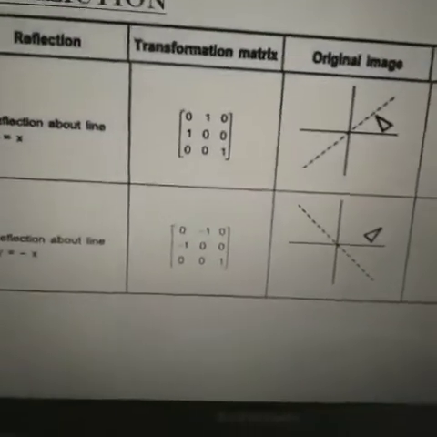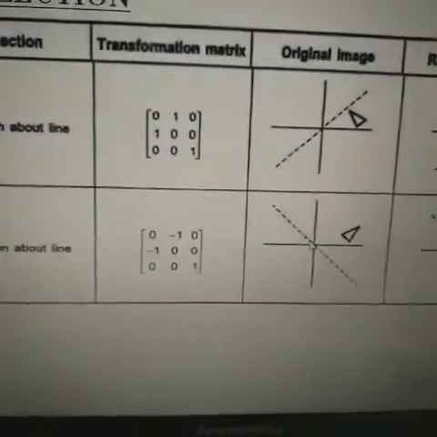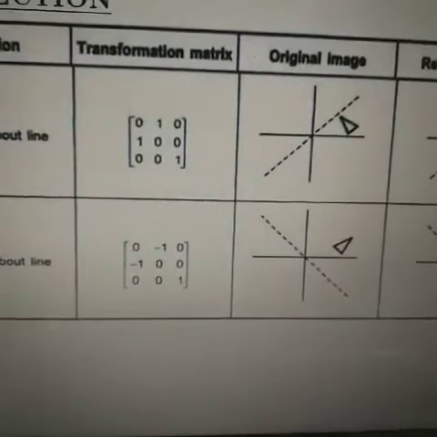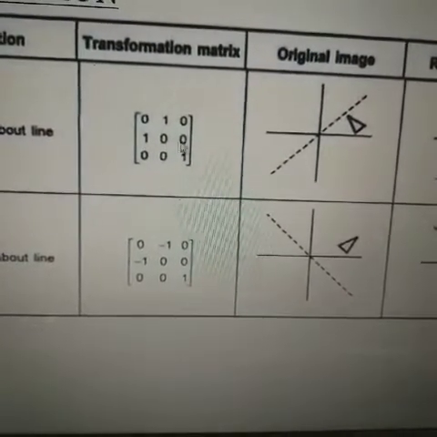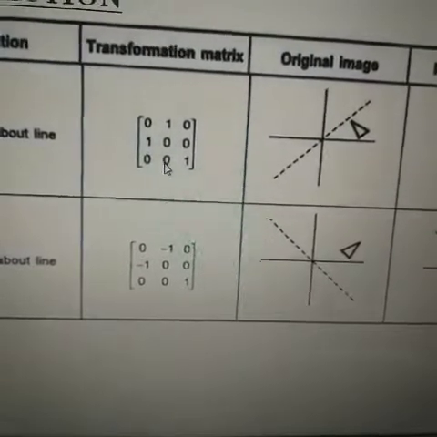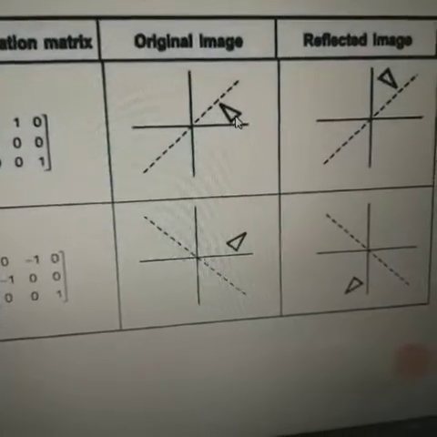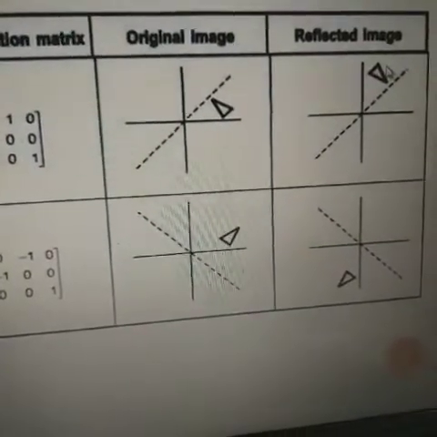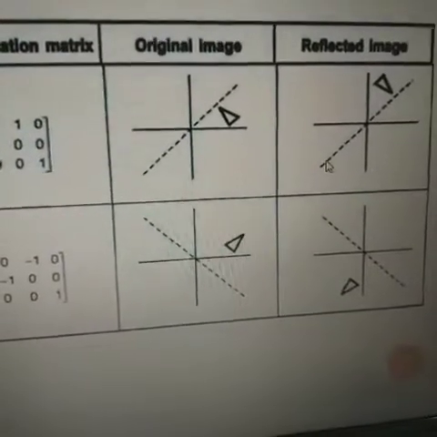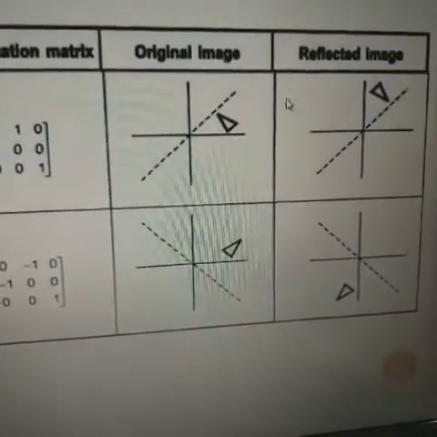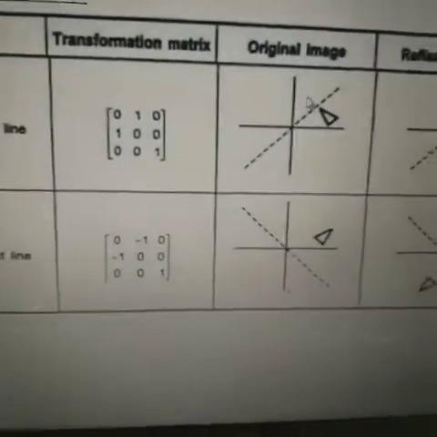So next one is the reflection about the line y equals x. Then we have the transformation matrix like 0, 1, 0, 1, 0, 0, 0, 0, 1, and the original image is like this, and after the reflection the image looks like this. This is the slope of the line, y equals x. So if we have the object on this side, it is reflected on this side.